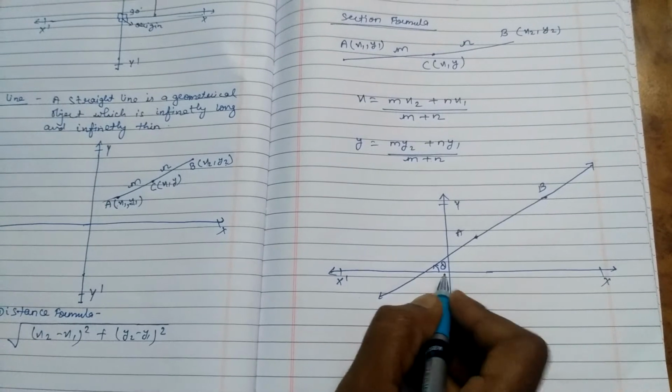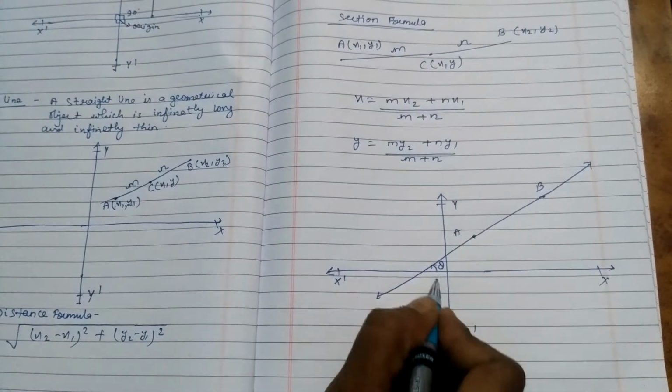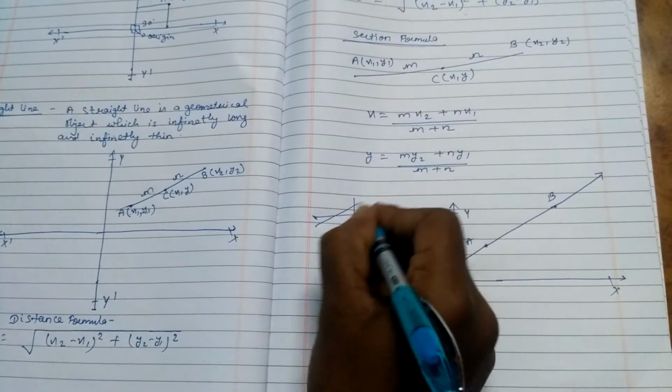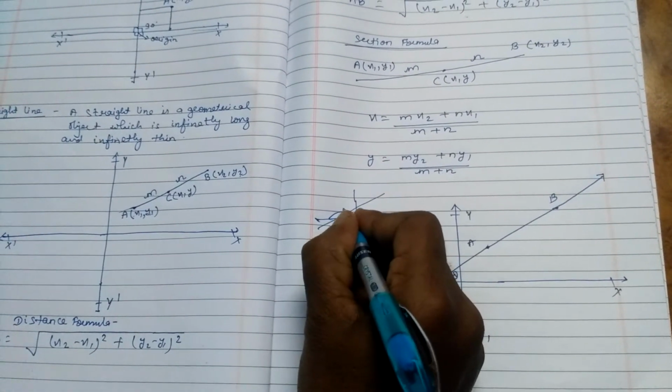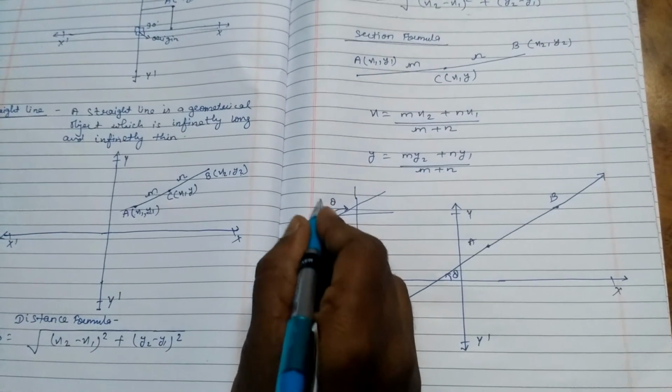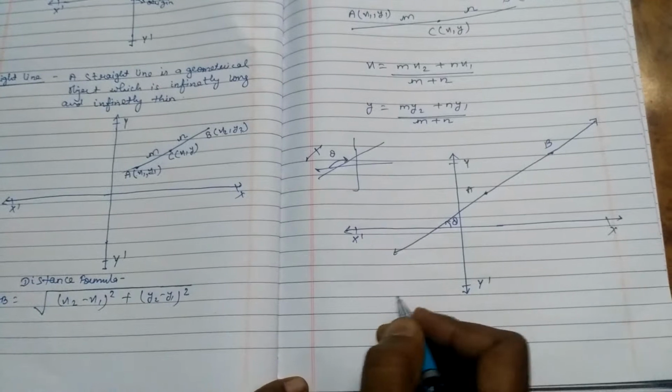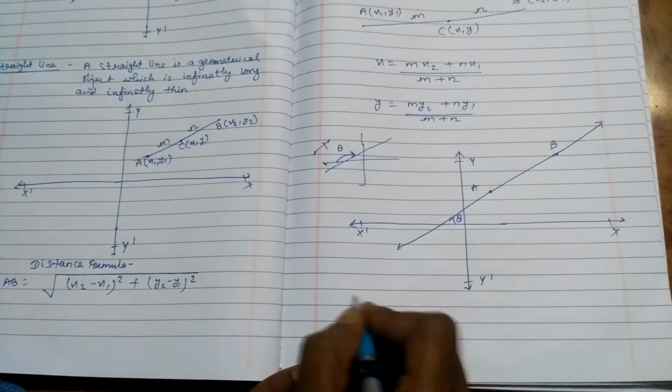Now the question arises, why are we taking this angle only? Why not this angle? We could also take this angle as theta, but no, it is wrong. We cannot take this angle, because let us talk about the definition of slope. It will be clearer.